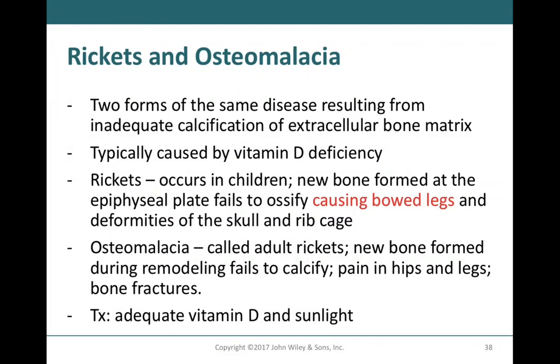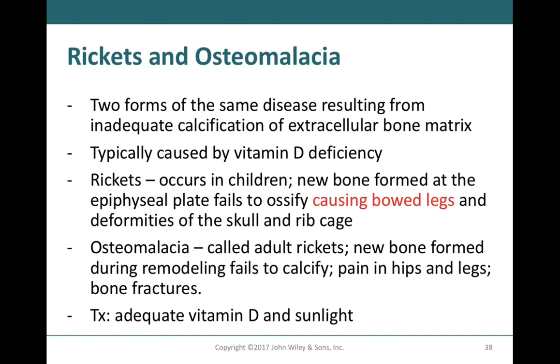Now lastly, for Chapter 6, I just want to touch on two clinical conditions that we will see that are related to our bones. Those two conditions are rickets and osteomalacia. So both of these conditions are fairly similar. One occurs in children and one occurs in adults. But what both of these conditions do have in common is that they both refer to an inadequate calcification of our bone matrix. One of the major reasons that we might have inadequate calcification of bone matrix is a deficiency of calcium. And what might cause a deficiency in calcium is a deficiency in vitamin D.